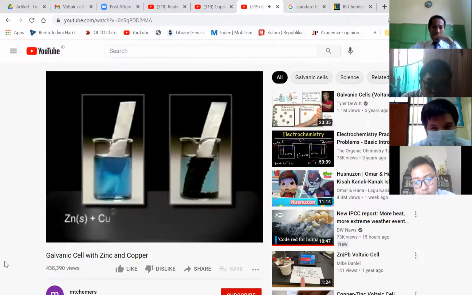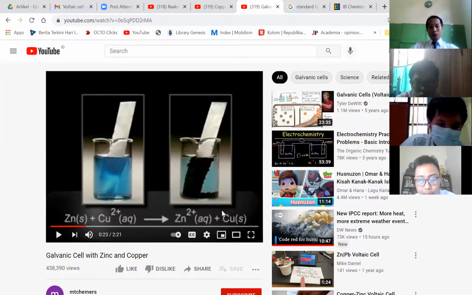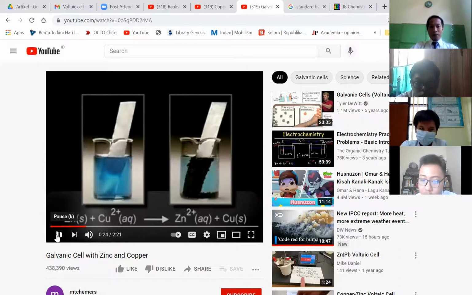This spontaneous oxidation reduction reaction is summarized in the chemical equation. This is the summary of the reaction. We know that zinc plus copper 2 ion becomes zinc 2 ion plus copper. So there's an oxidation and reduction reaction here. Chemical equation shown.